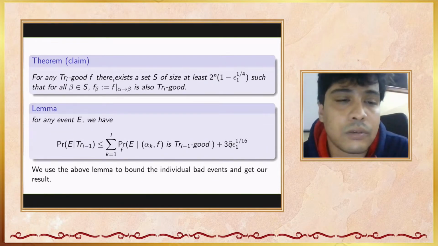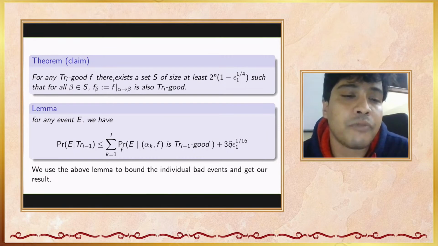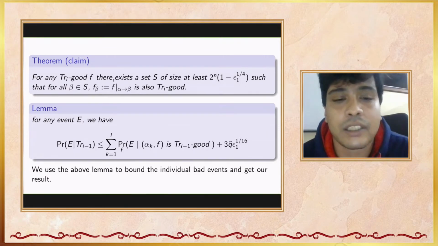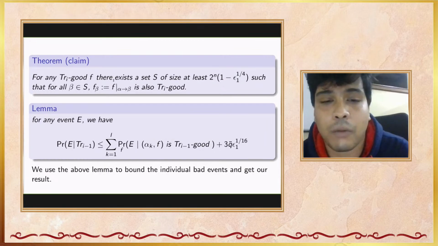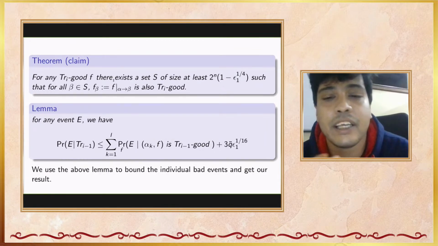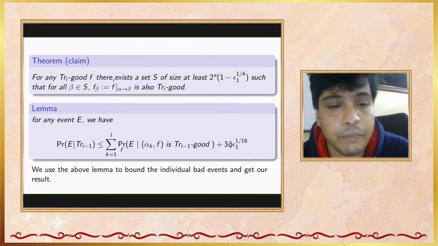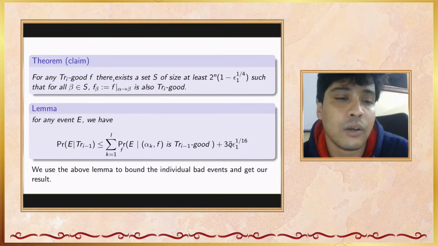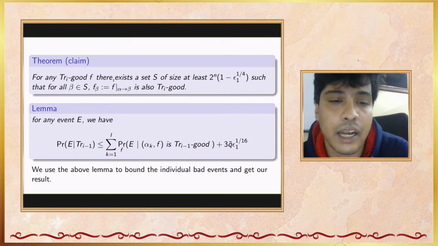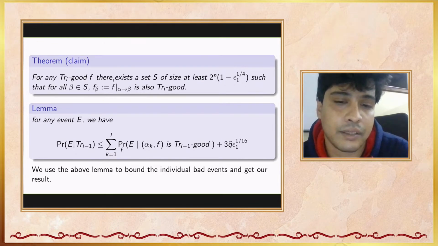So then if we take any event E, when we condition the probability of E given TRI minus 1, we are able to show this lemma that it is less than or equal to the summation from K equal to 1 to L, where the probability is taken over F here, of the probability of E given alpha K comma F is TRI minus 1 good, plus some 3Q tilde epsilon 1 to the power 1/16. So then we replace our bad events, bad 1AI, bad 2AI up to bad 2CI with E. And using this lemma, we can get the individual bad events. And after that, we sum them up to get our result.